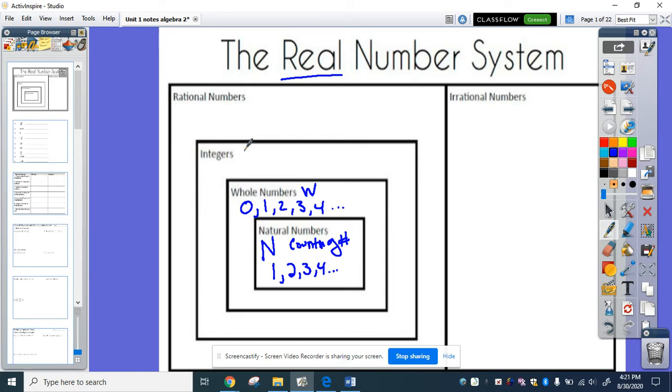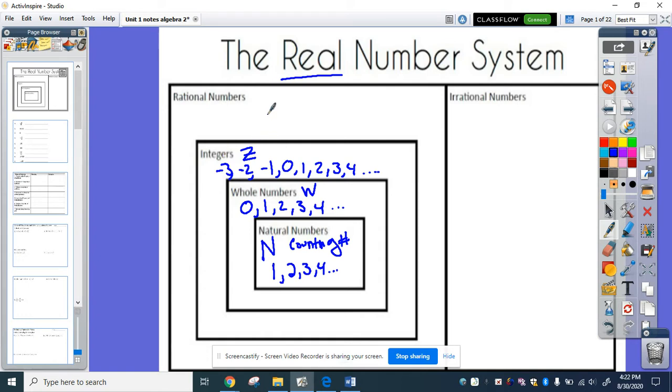Integers, the notation for integers is the Z. Integers are going to include everything from the whole numbers, so 0, 1, 2, 3, 4, etc. But we're also going to go back and include the negative numbers now. Still no decimals, still no fractions. But that's what our integers are going to be: anything that's considered a whole number, positive, negative, or 0.